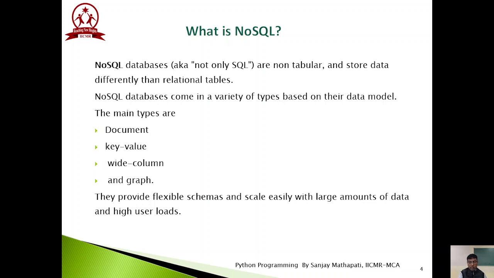Of course, cloud computing concepts also rose in popularity. Developers began using public clouds to host their applications and data, and they wanted the ability to distribute the data across multiple servers, and maybe different regions too. So there is the scale out facility, and later I will explain exactly what the concept of scale out is. The last line says they provide flexible schemas and scale easily with large amounts of data.